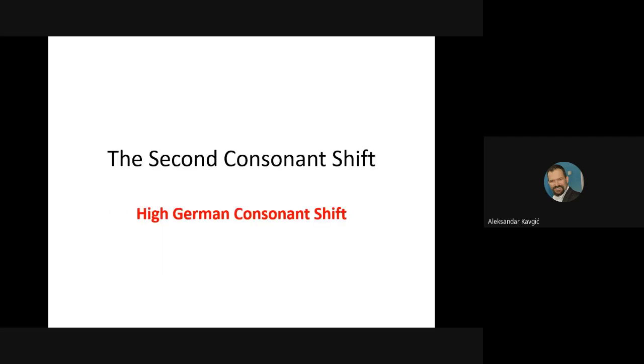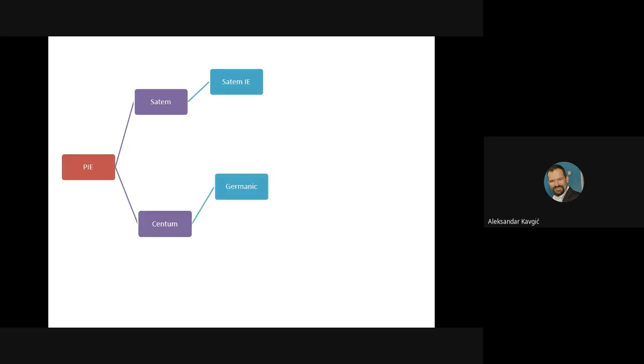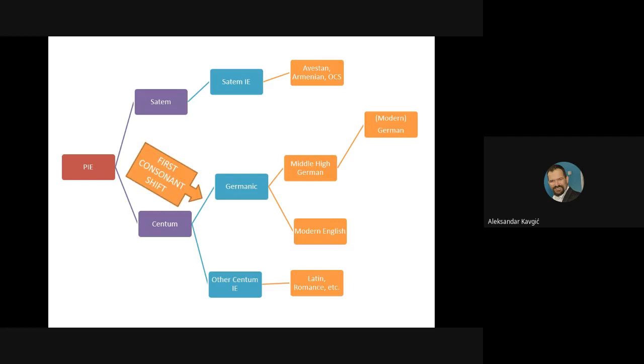So the first one that I will mention, because this is something that constitutes, let's say, the common knowledge in historical linguistics, although it's actually related to the German language. There's no course in historical linguistics that doesn't mention this shift, so that's why we are doing it. So when we had the Kentum-Satem shift, that created these two large groups, and then all the Satem languages, including Slavic, developed separately. Inside the Kentum group, we had a separate development of other Kentum Indo-European languages and Germanic. And what caused this Germanic shift, as we now know, is Grimm's law, the first consonant shift.